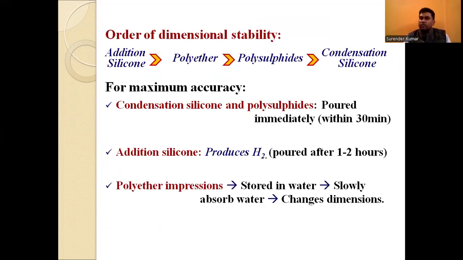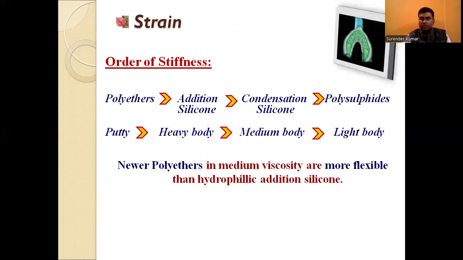So the order of dimensional stability: addition silicone is considered the most dimensionally stable, then polyether, followed by polysulfide, then condensation silicone is the least. For maximum accuracy, condensation silicone and polysulfide should be poured immediately or within 30 seconds. Addition silicone, if it produces hydrogen gas, should be poured after 1 to 2 hours. Whereas polyether impressions, if they are stored in water, will slowly absorb water and change dimensions.